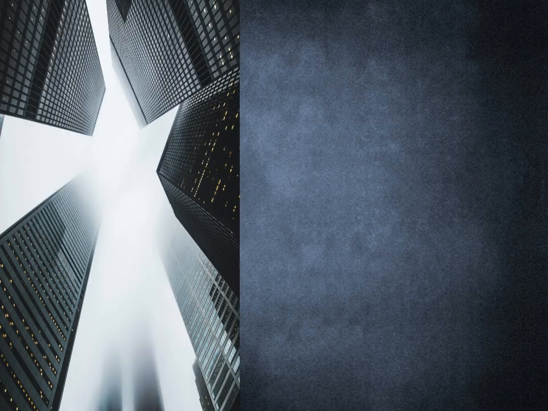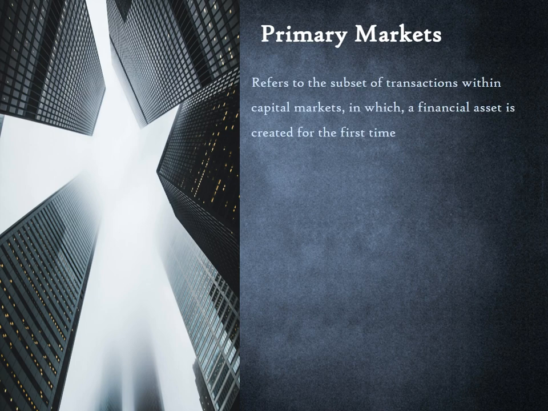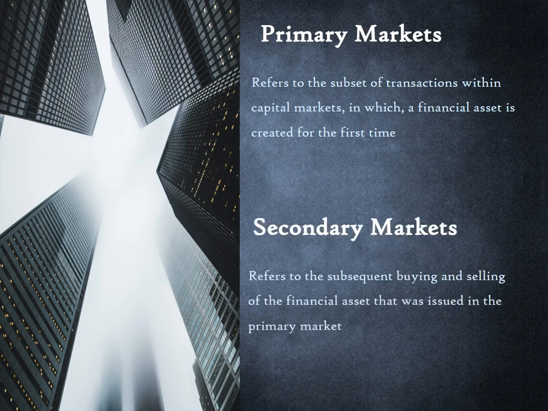The term primary markets refers to the subset of transactions within capital markets, in which a financial asset is created for the first time. When a company issues new shares in an IPO, it is primary market. The term secondary markets refers to the subsequent trades of the original financial asset that was issued in the primary market. When we trade shares of an existing company, it is secondary market.